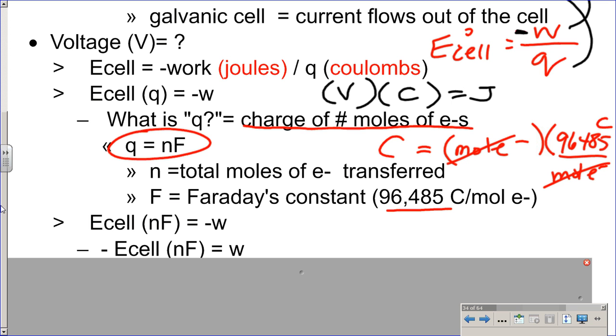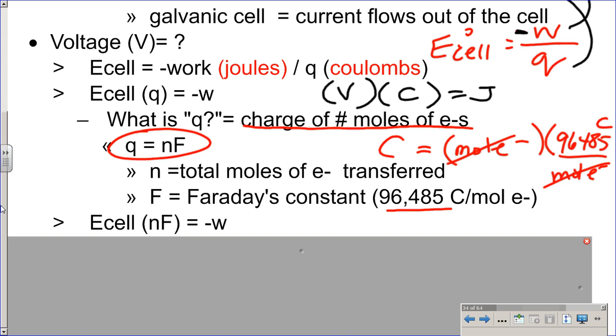Okay, sorry, I have to show you this too. Previously we had stated E cell is equal to joules over coulombs, right? Volts is equal to joules over coulombs. So I took this equation, because we rearranged it here, and I said, okay, if Q is equal to NF, then I can just plug in NF right here. I just did a simple substitution. I'm trying to show you how we eventually get to another equation. So after plugging in N and F, it's still equal to negative W.